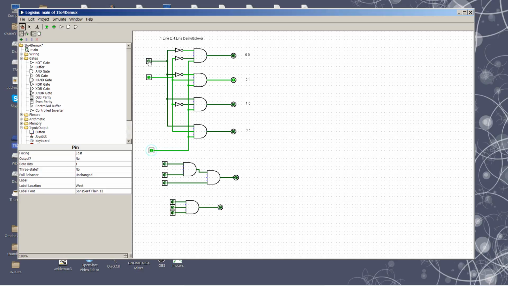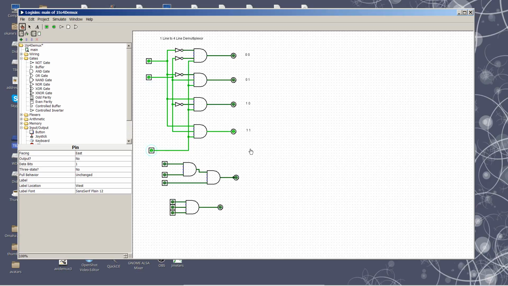If I go to 1, 0, like that, it routes it to the third line, and again you can see it's toggling back and forth based on the value of the data line. If they go to 1, 1, it drops to the final one, and again it's toggling.